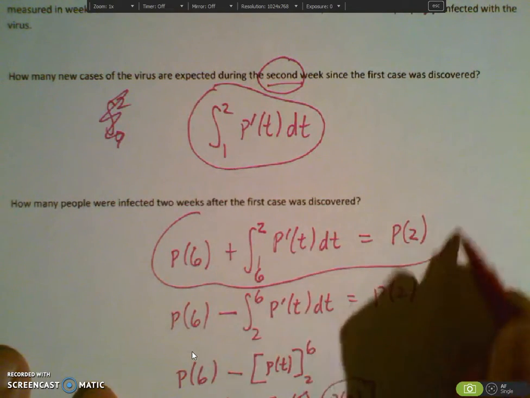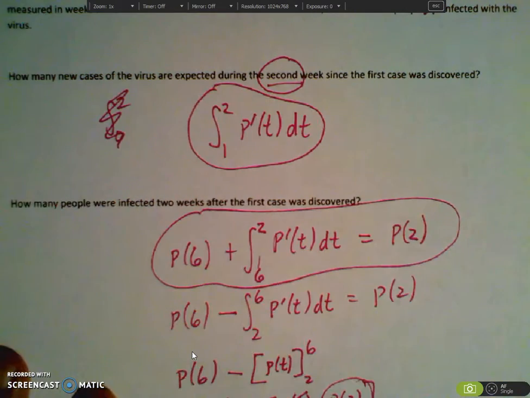And so this is the correct approach. This is the way that I should set up this problem in order to figure out how many people were infected 2 weeks after the first case was first discovered.